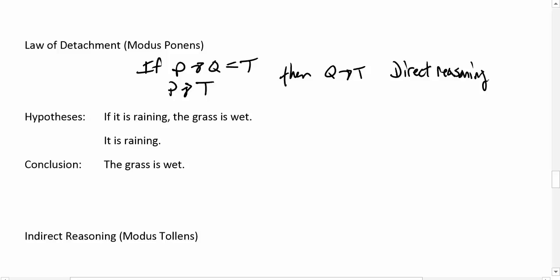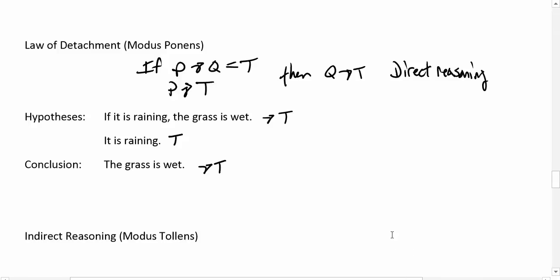So going here, if it is raining, the grass is wet. That's a true statement. We all know if it's raining that things are going to get wet, so grass is one of them. I also know that it's currently raining. So can I safely conclude that the grass is wet? Yes, and I knew that because of the law of detachment. Yes, we would want to say it's common sense, but this is a logic lesson. So in logic, we would say that we're using the law of detachment.